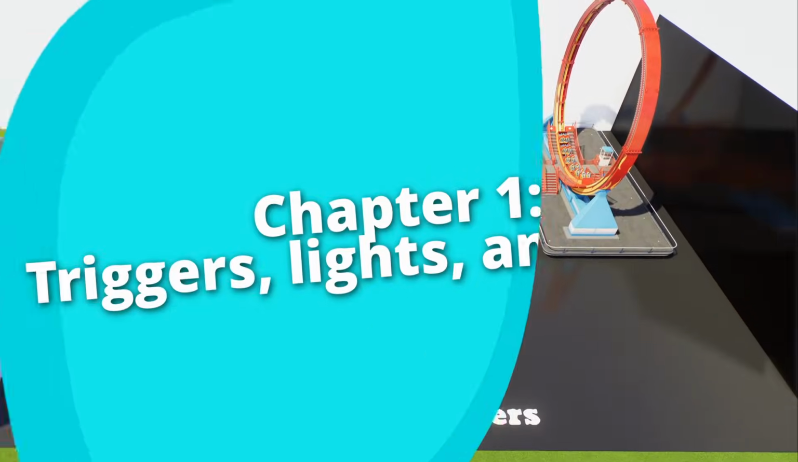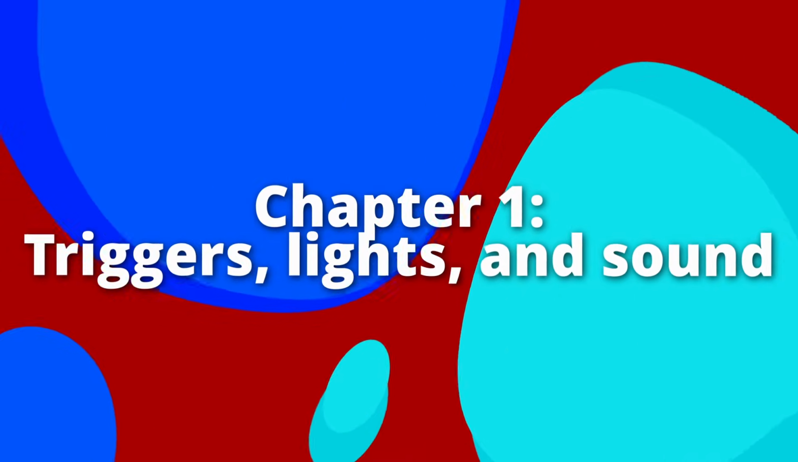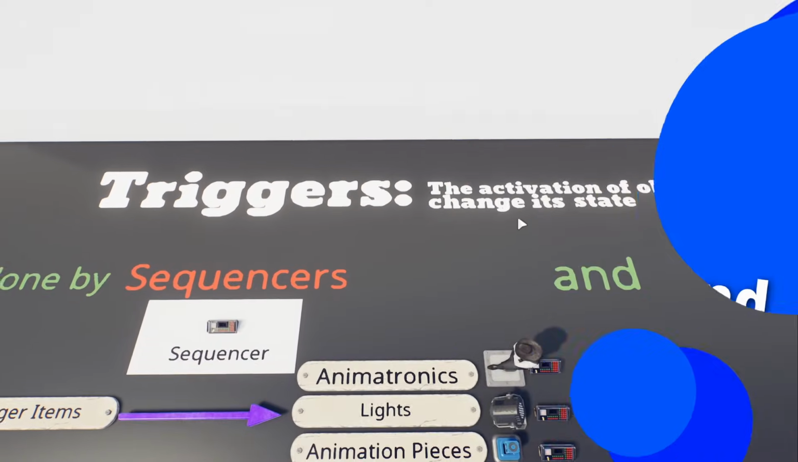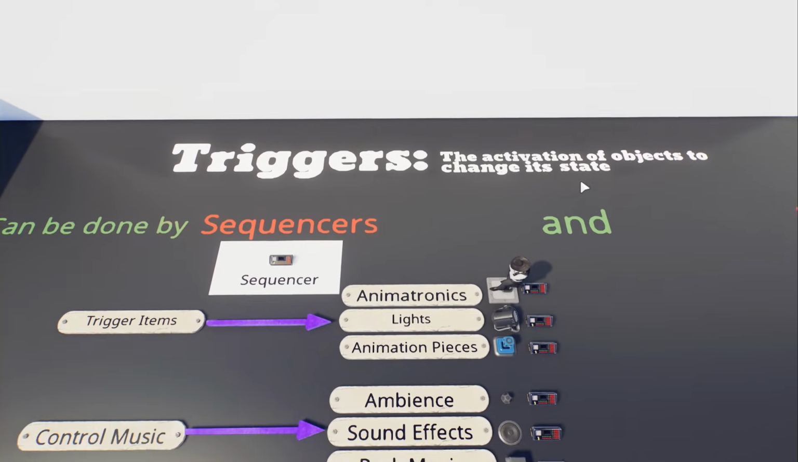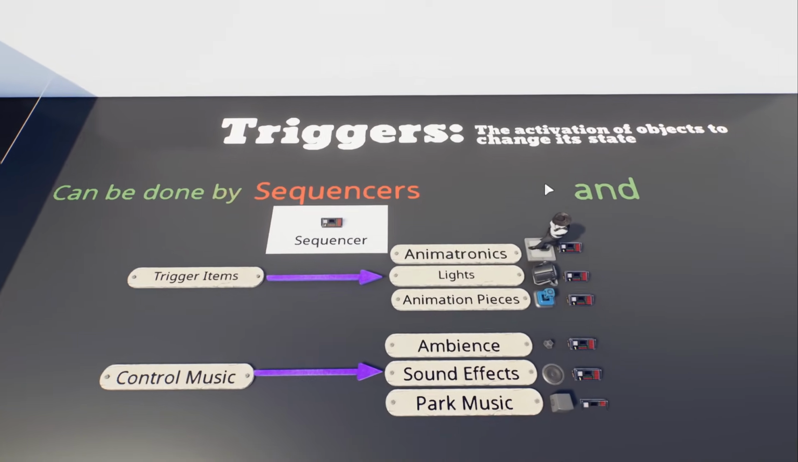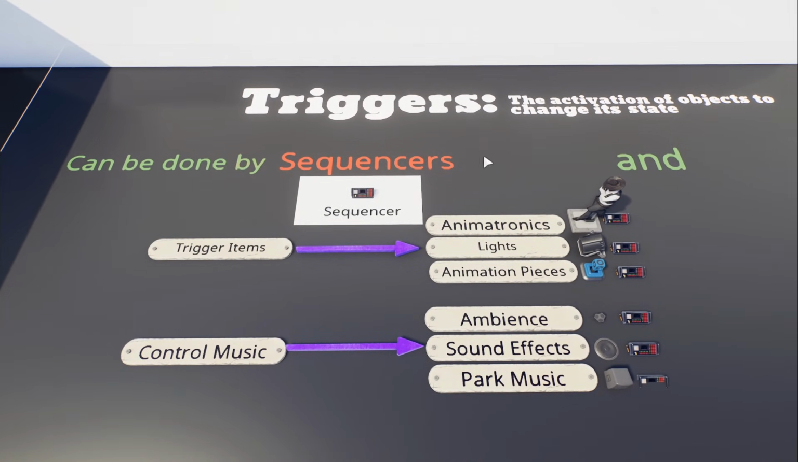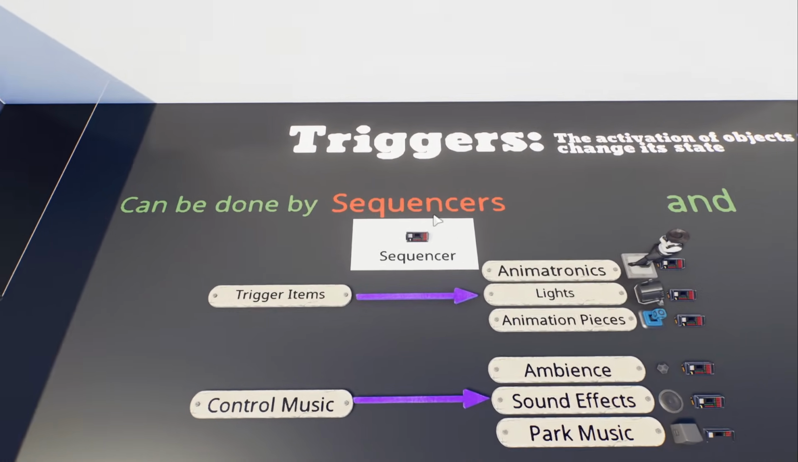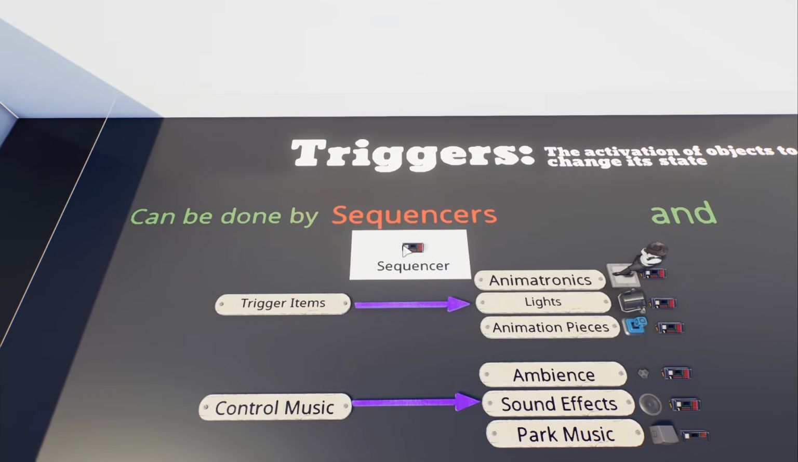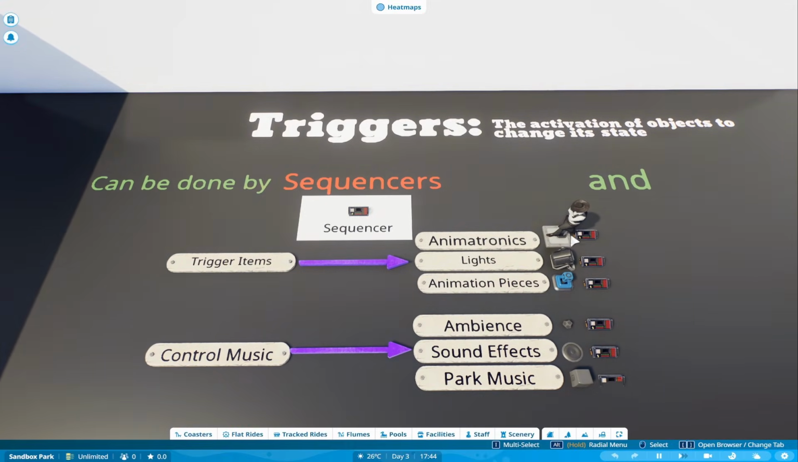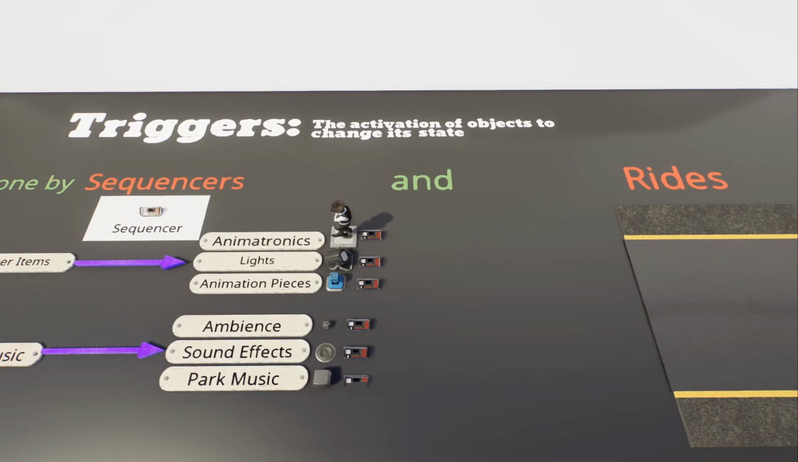The first thing that we're going to talk about are triggers. A trigger is the activation of an object to change its state. Triggers can be made by 2 things. The first one is a sequencer, which we will be talking about as well. And the second one are rides.